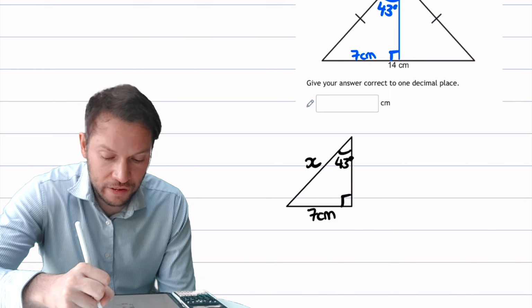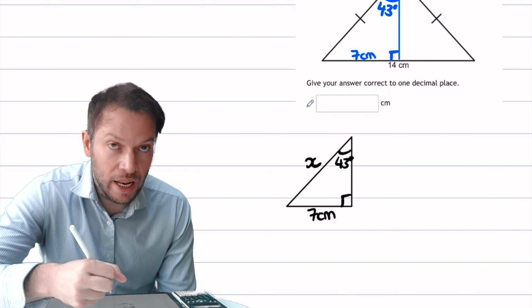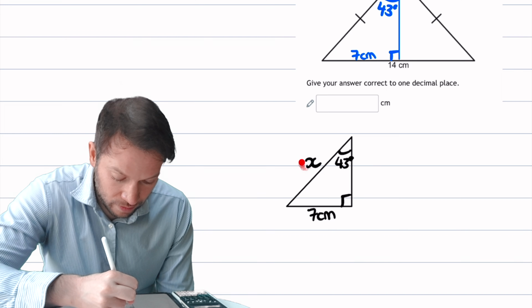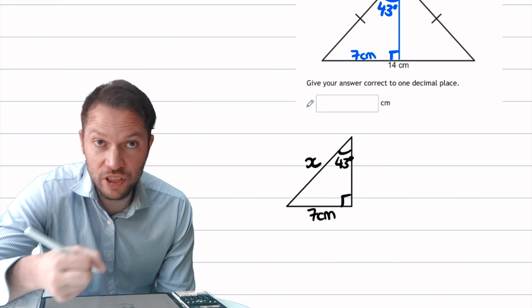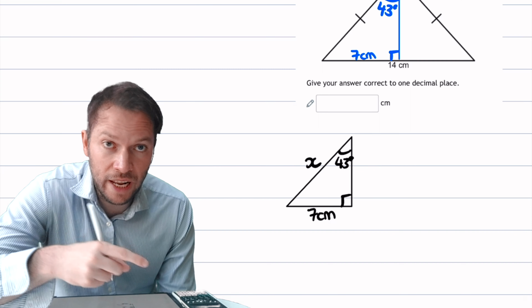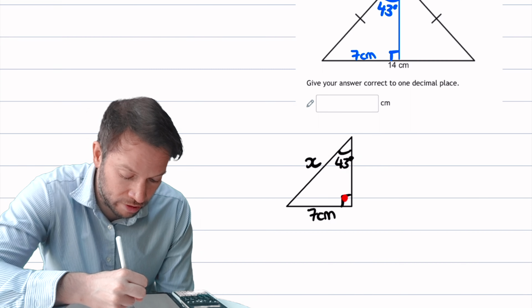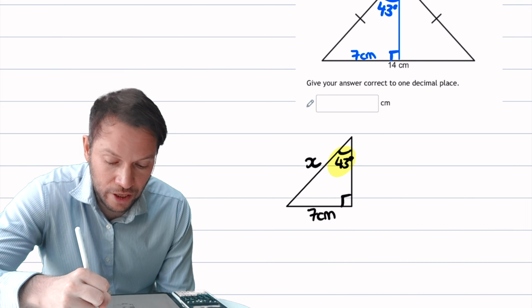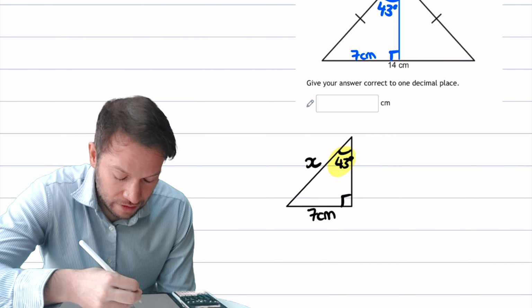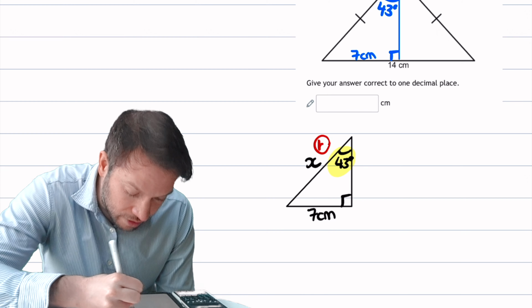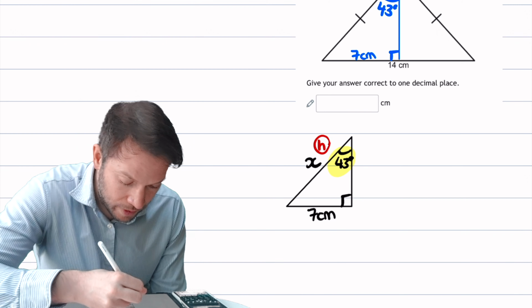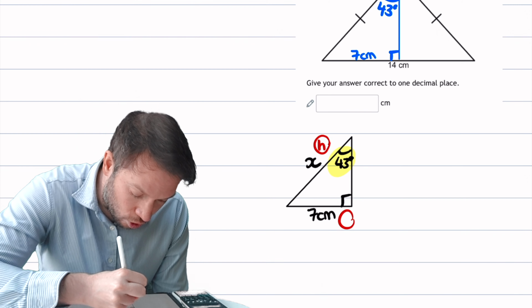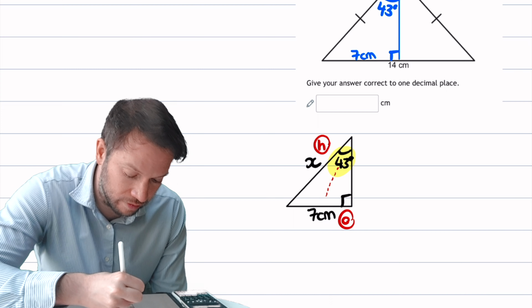Now, remember the first step, we label the side lengths that are given, the x and the 7, in terms of how they relate to this angle of interest. So ignoring the 90 degrees, this is the angle of interest, the 43 degrees, and then you label the sides relative to that. So the x is the hypotenuse, because it's the longest side of the triangle, and the 7 is the opposite, because it's opposite this angle of interest.